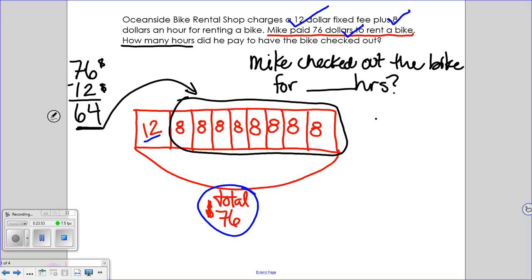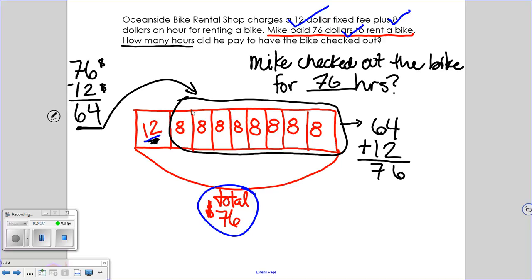So I'm going to put that out to the side. 64. What's the other part that I haven't added up yet, James? 12. So let's add up. Make sure that equals our total number. Remember, I got 64 from what's in black, and then my 12 over here. I'm going to add that up. Are my bars broken up correctly to give us our total number? Yes. So Mike checked out the bike for 76 hours.